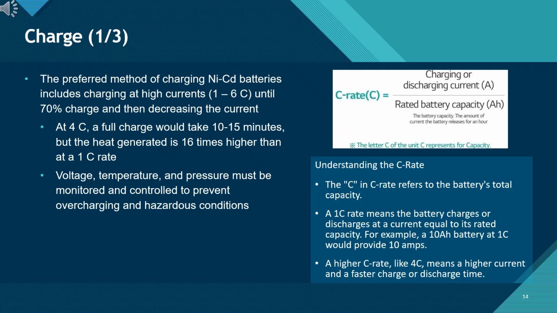Now, let's break down the C rate equation. The C simply stands for capacity. A 1C rate means you're charging or discharging at a current equal to the battery's rated capacity. So, if you have a 10 amp battery, charging at 1C means a 10 amp current, and the battery would charge in about 1 hour. If you increase the rate to 4C, you're charging at 40 amps, so the charge happens much faster, but with much more heat and stress on the battery. So, the key takeaway: high C rates equal faster charging, but also higher heat and more risk. This is why control systems are absolutely necessary in real-world battery applications.